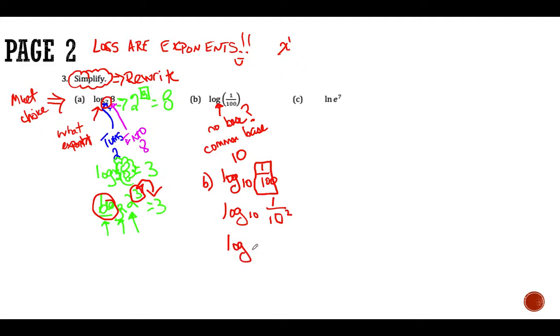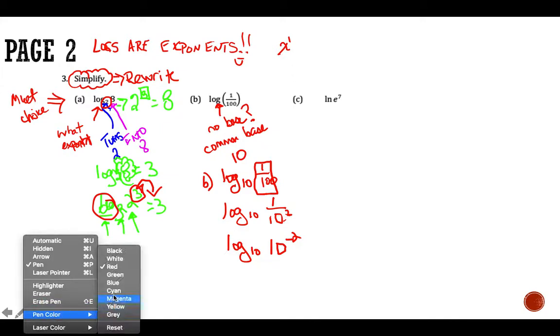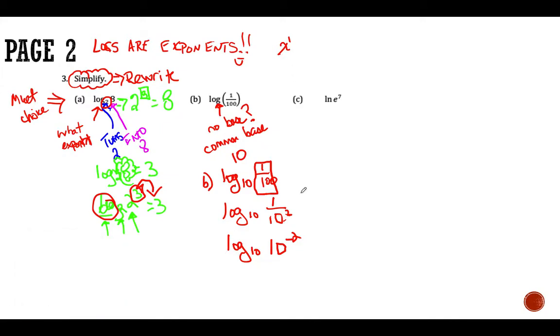So what if I do this? The exponent that turns 10 into, what did I tell you about exponents that are in denominators or numerators? Can't you move them? Move the base to the numerator, change the sign on the exponent. Now answer the question. What is the exponent that turns 10 into 10 to the negative 2? Logs are exponents. So this answer is negative 2.